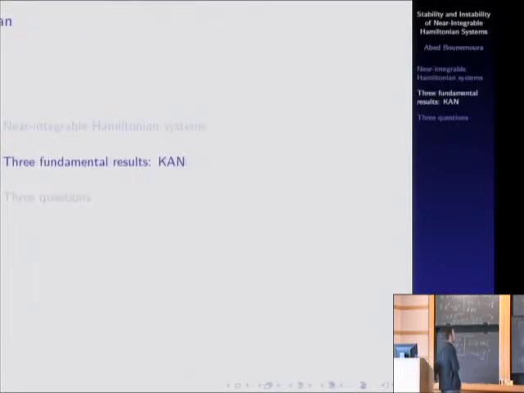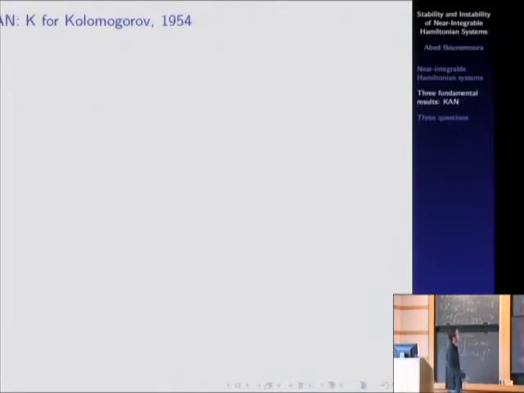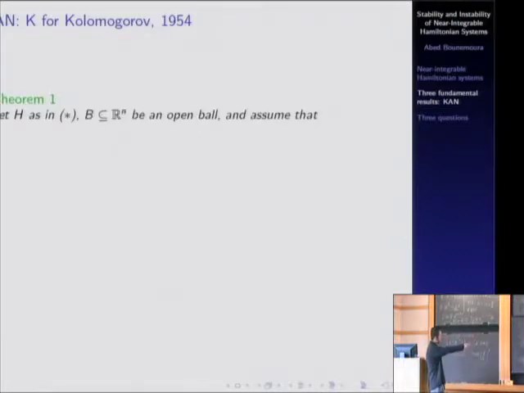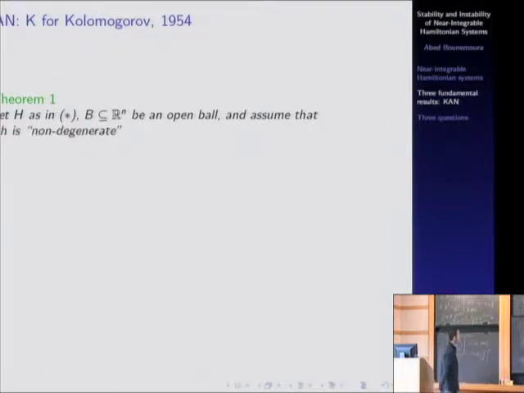So now let me go to the three fundamental results I was explaining, K, A, N. The first one is K, for Kolmogorov. It is the following. You take H as in the star, so this is a near-integrable system. You prescribe an open ball in the action variables, because I'll need to have a bounded part of the phase space. And you assume some condition, so H is non-degenerate. There are going to be a lot of quotation marks. I'm not going to explain in detail what it means. You assume some regularity on the system; let's say here it's analytic.